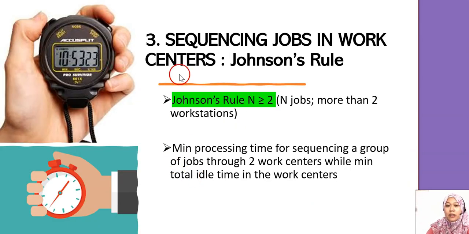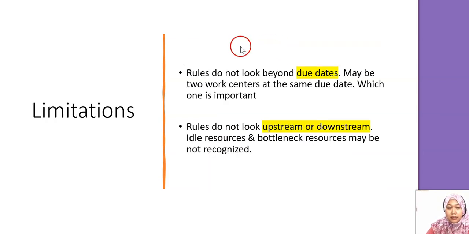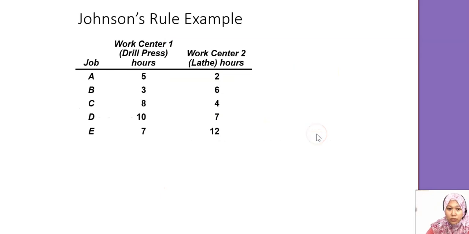Okay, this is a very important one, the Johnson rule. Johnson rule is scheduling for more than 2 machines or workstations. These are the steps. So let's see the example. The limitation of the Johnson rule is that it doesn't include the due dates and doesn't look at the upstream or downstream of the overall process.